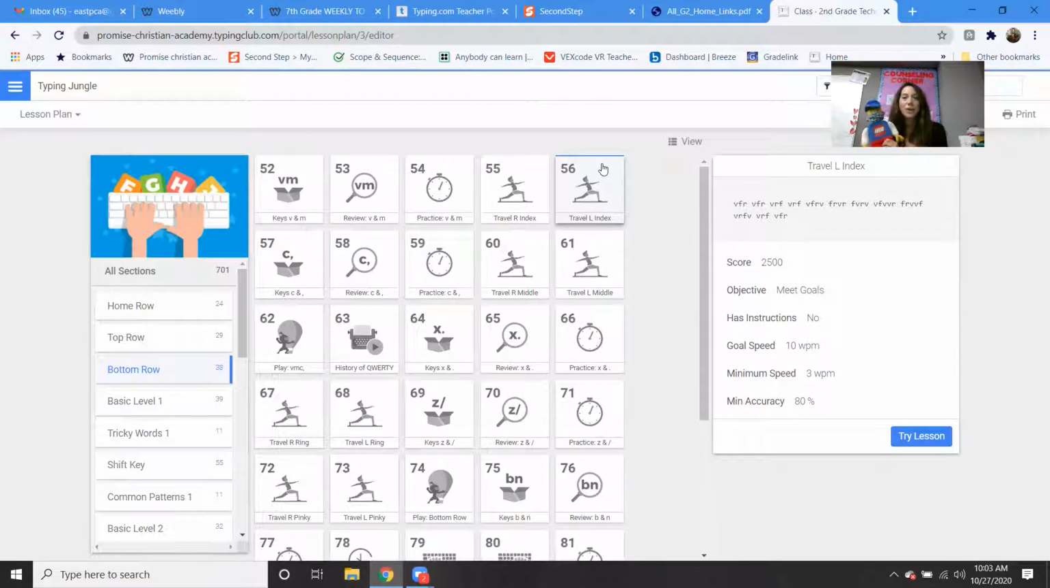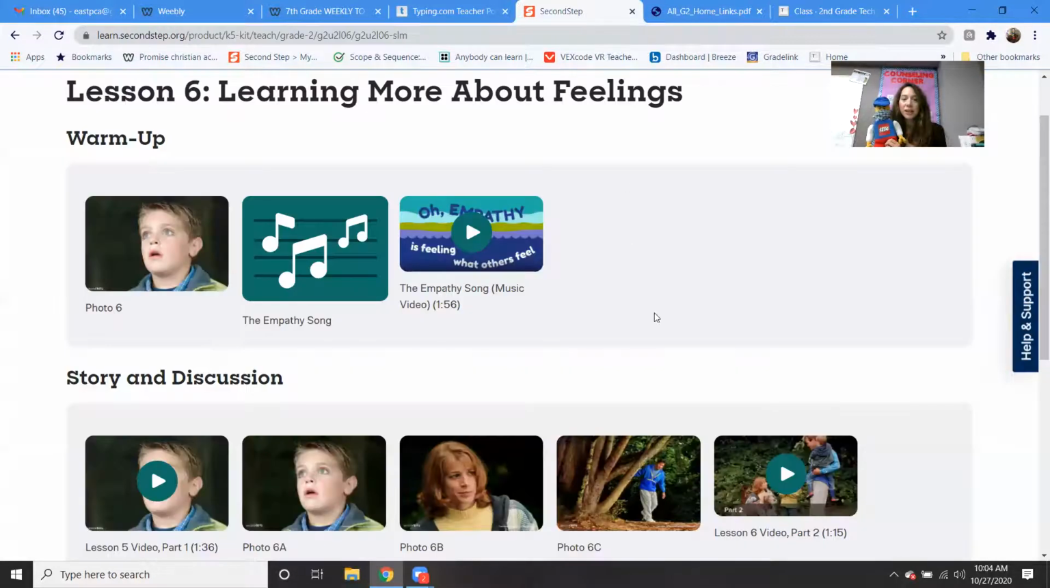Okay, so your assignment for this week is lessons 52 to 56, typing. And then we are going to have a special lesson this week. There are some videos in the lesson. I really like this lesson a lot because it starts to teach us about identifying our feelings and our emotions. And this is so important as part of technology class.